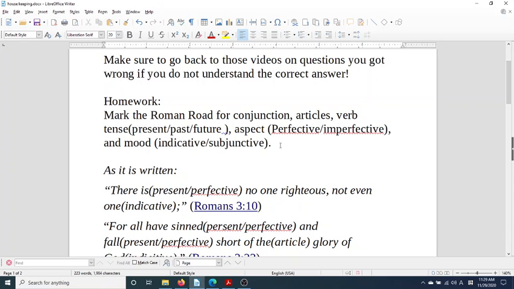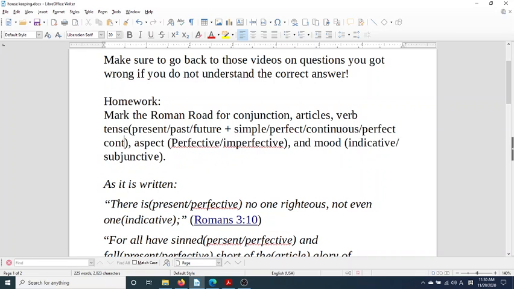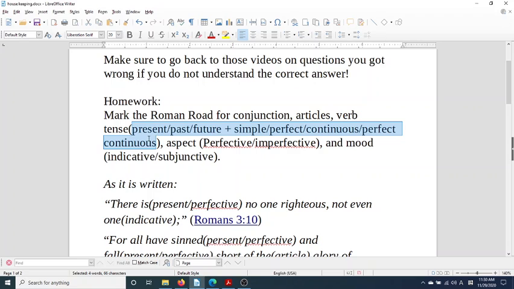So you need to add, plus symbol. It's either going to be simple, perfect, continuous, or perfect continuous. All right. So, if you already did the full thing for the tenses, then don't worry about it. You're already ahead for this week's homework.